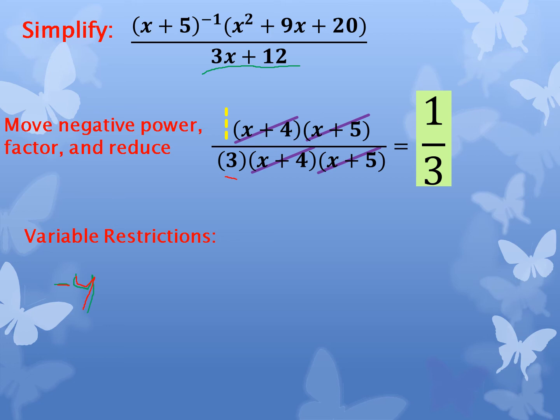Now 3, never going to be 0, don't have to worry about it. x plus 4, well, that'd be negative 4, so we've already got him taken care of there. And x plus 5, well, that means that he can't be negative 5. So that makes my variable restrictions x can't equal negative 5 and negative 4.